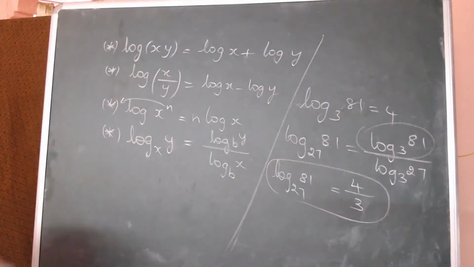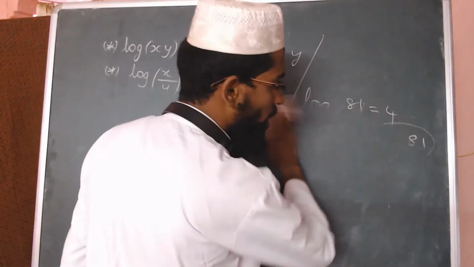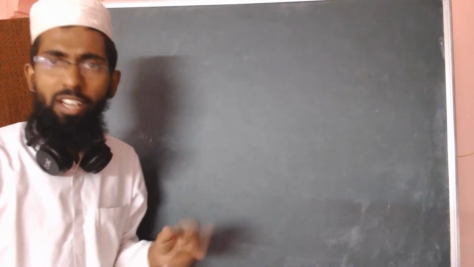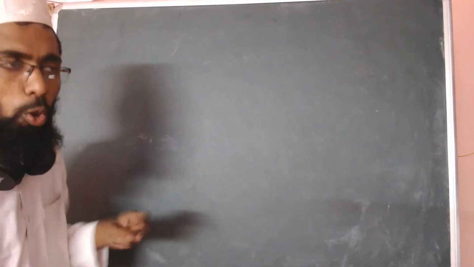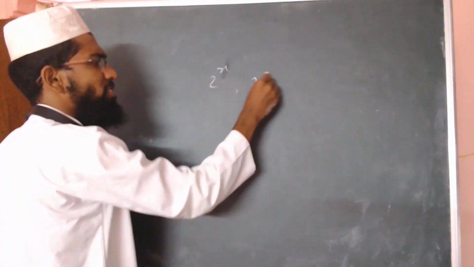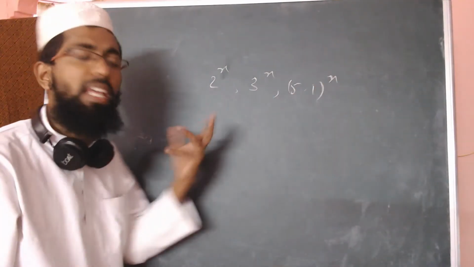Now we will get into the next concept. Yesterday we saw what is an exponential function and what is a logarithmic function. We have done 2 special exponential functions and 2 special logarithmic functions. 2 power x is also an exponential function. 3 power x is also an exponential function. 5.1 whole power x is also an exponential function. Right? There are many exponential functions.